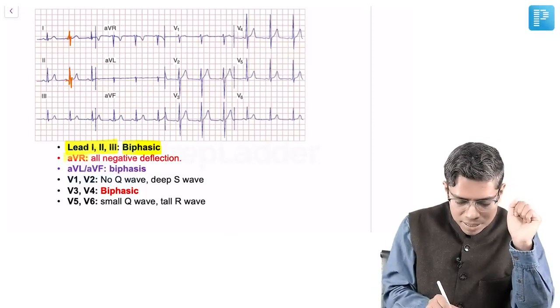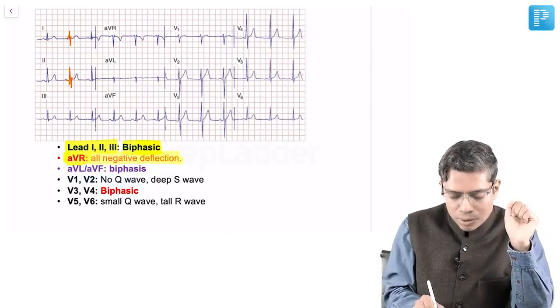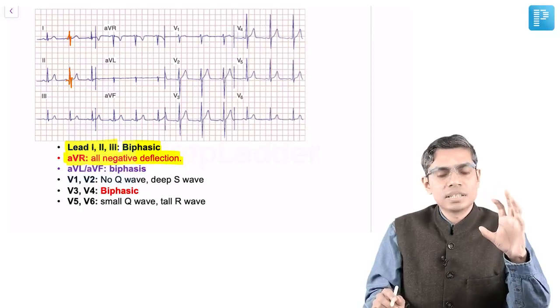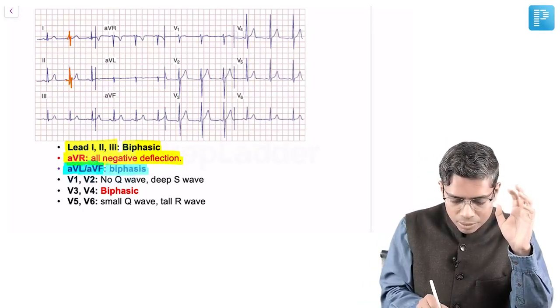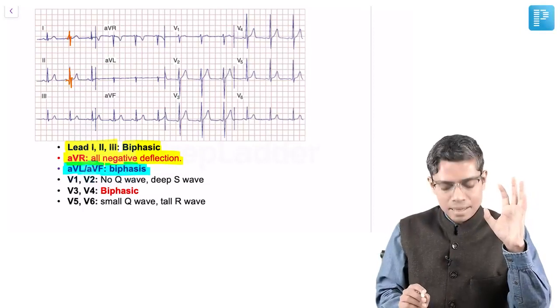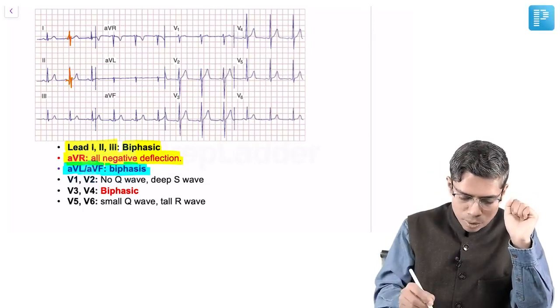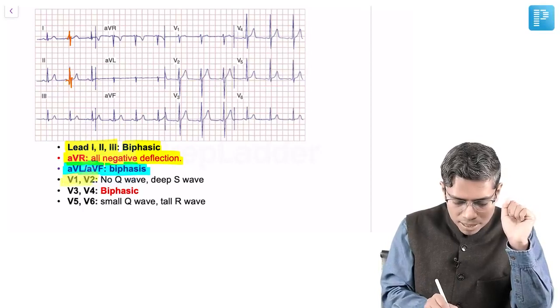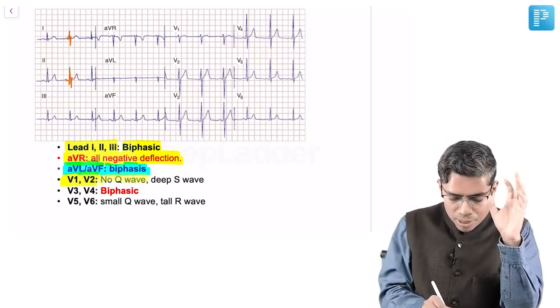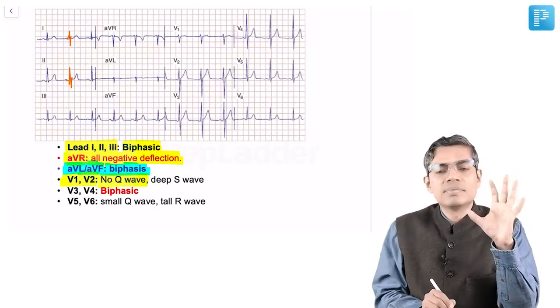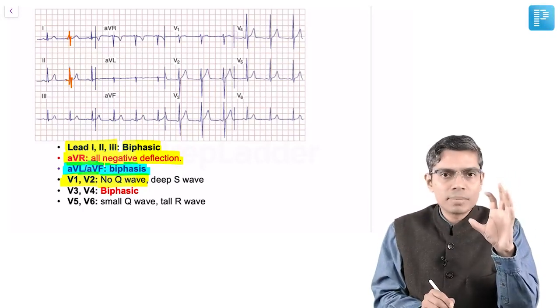AVR is a very peculiar lead. In AVR, almost all the waves are in negative deflection. In AVL and AVF, again you are going to get a biphasic recording. Now comes the most important one, that is V1 and V2. I told you already that a Q wave is not seen in V1 and V2 normally.